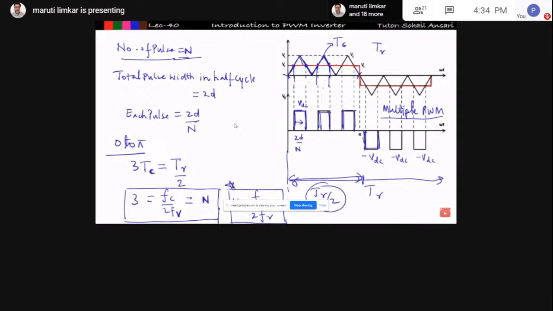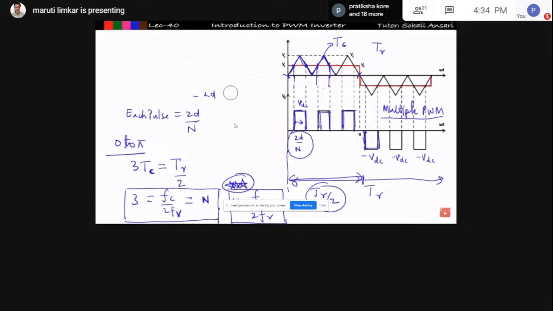So this is really important. Take it in your notes. Now the second question is how to find each pulse width. I told you that each pulse width is having 2D by N. Okay. So I am going to find the width of each pulse. So let us understand this.